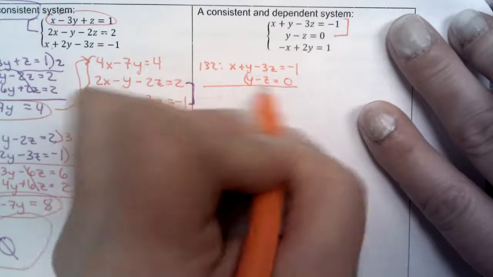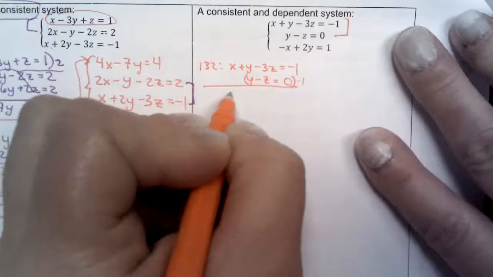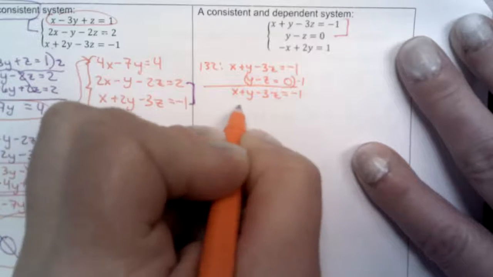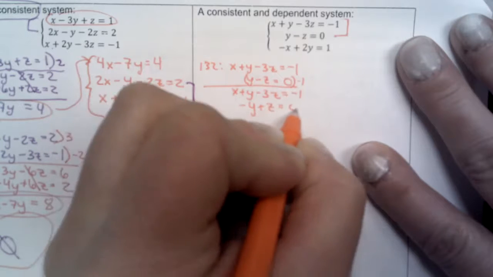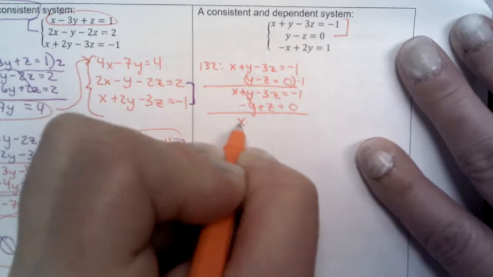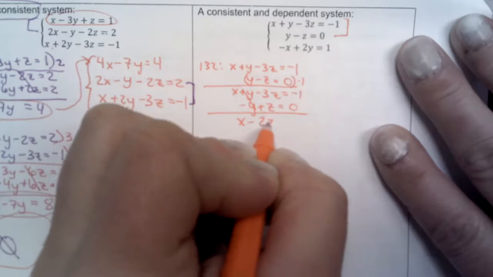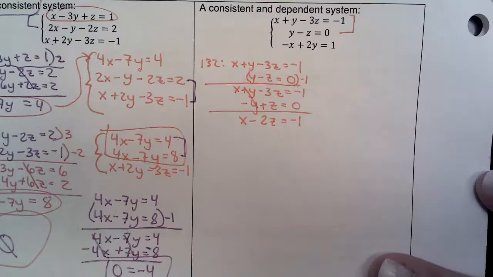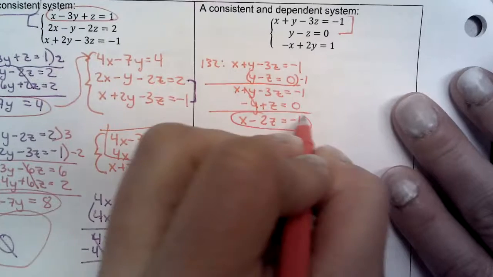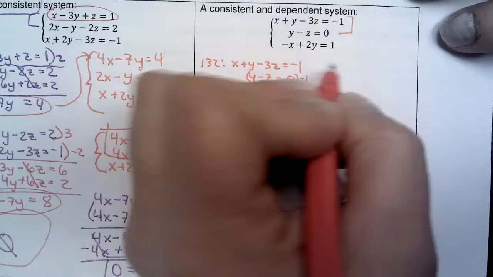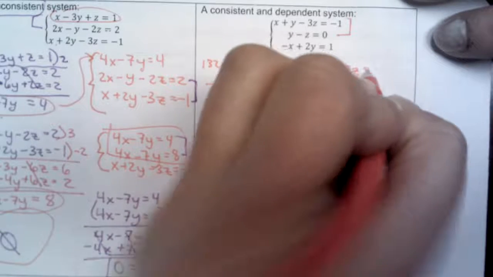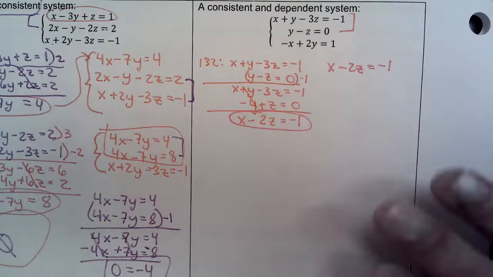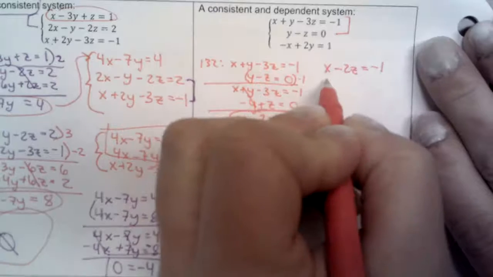If I multiply this one times a negative 1, then I'm going to be able to get rid of it pretty easily. So negative y plus z equals 0. That's going to cancel, and I'm left with x minus 2z equals negative 1. Like I said, I always do the exact same thing. So now this is going to replace my number 1 equation: x minus 2z equals negative 1.